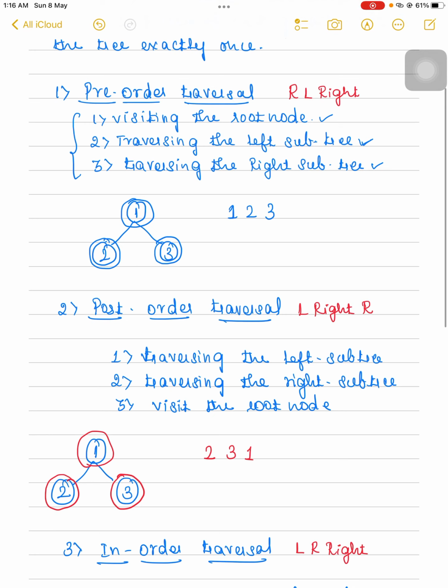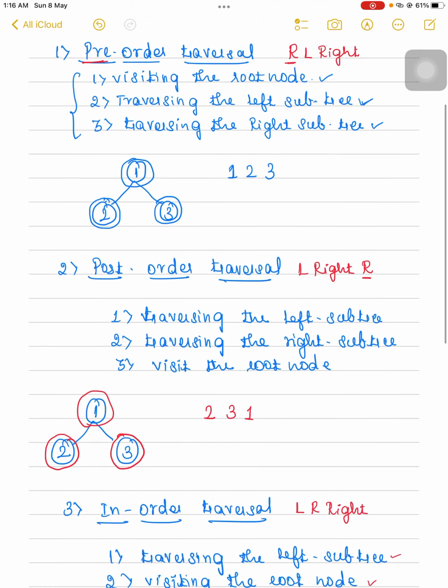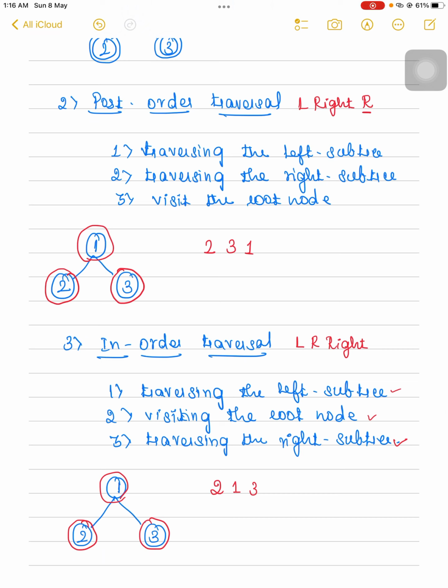So in pre-order traversal, the root node is visited first. In post-order, finally it will be visiting the root node. When it comes to in-order, the root node is visited in the middle. The middle step will be visiting the root node.